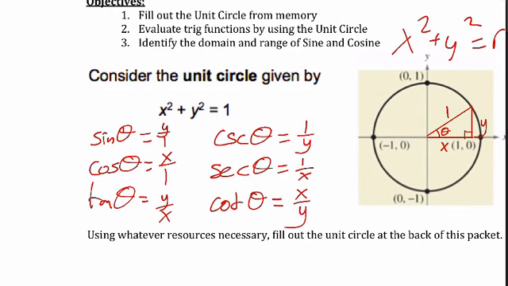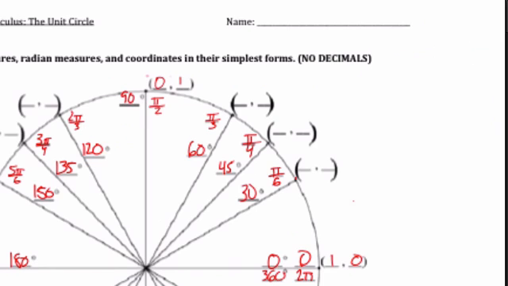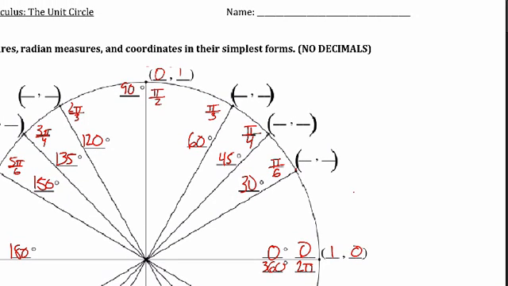Going back to the note page, you'll notice it says the sine is y over 1 and the cosine is x over 1. In other words, the sine of the angle is going to be the y value, the cosine of the angle is going to be the x value. So with this first quadrant, we've got 30 degrees, 45 degrees, and 60 degrees. I want to focus just on the 30 and the 60 for a second because they're very closely related.